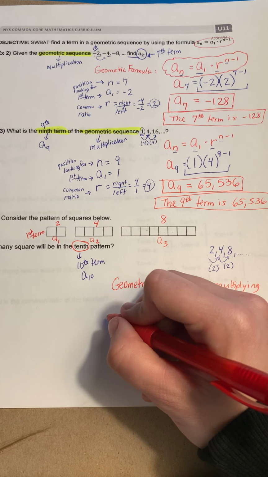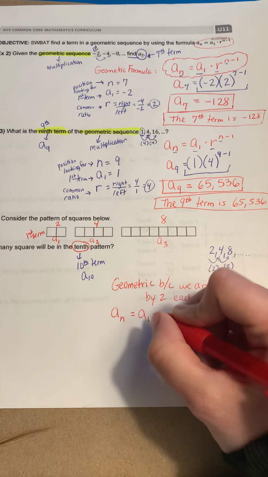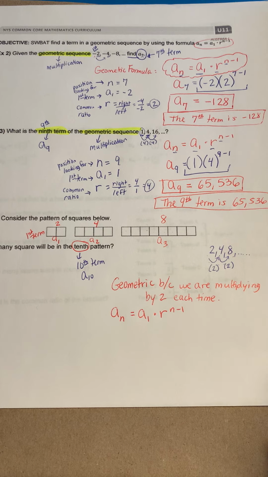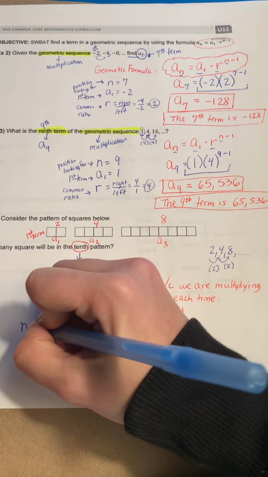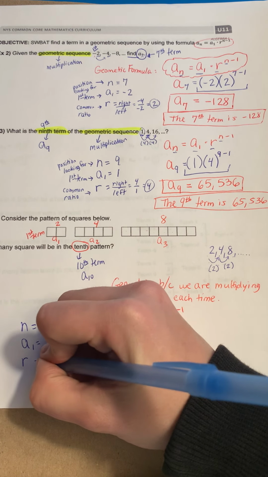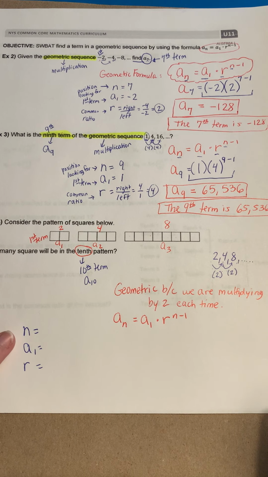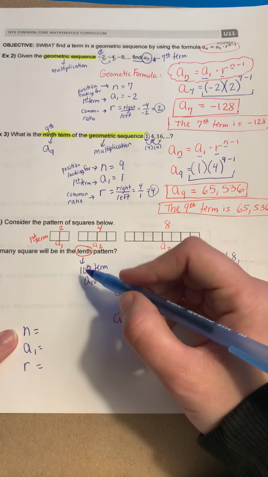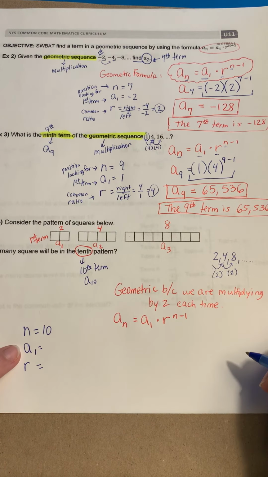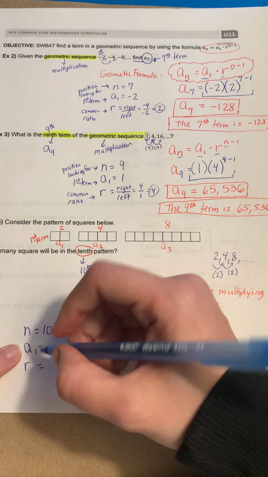So I'm going to write the formula. Same as up above, a sub n equals a sub 1 times r raised to the n minus 1. My three pieces I need to pull out: my n, my a sub 1, my r. My n is what I'm trying to solve for. Well, I'm trying to solve for this 10th term, so my n is going to be 10. A sub 1 is the first term. Well, I can look up here. My first term had 2 squares, so my first term is 2.